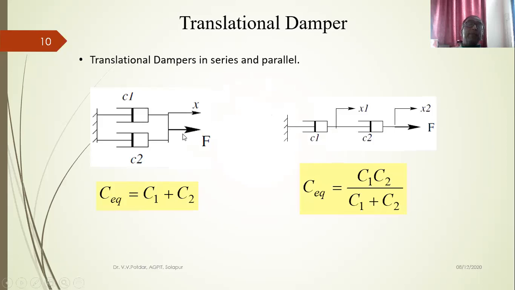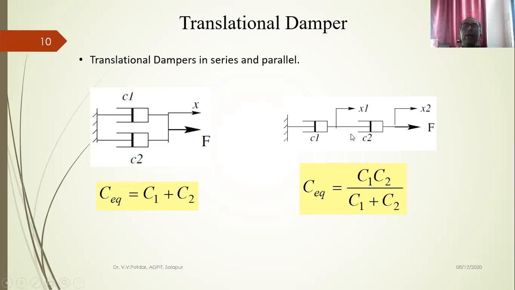Now, what happens here? The displacement experienced by both of these, in series as per Raven's convention, is the same, whereas force is shared. So C equivalent in this case is C1 plus C2. So for series dampers, C equivalent is C1 plus C2.